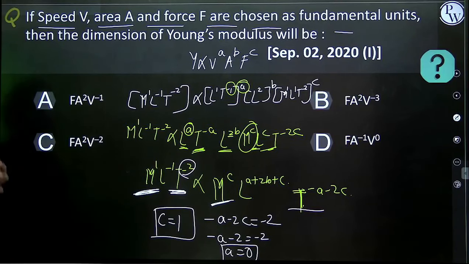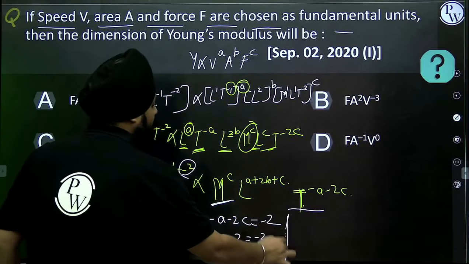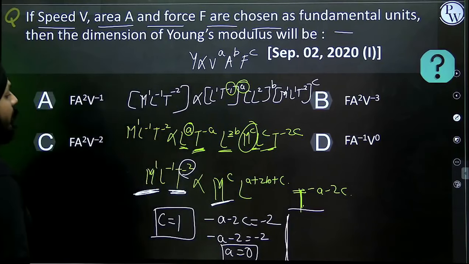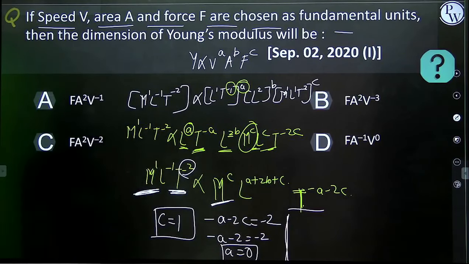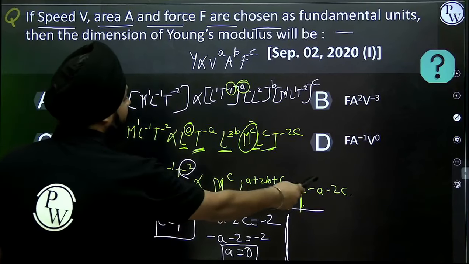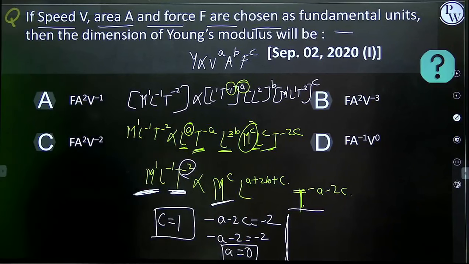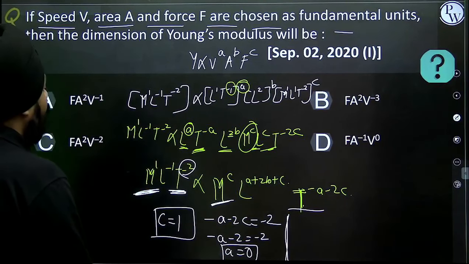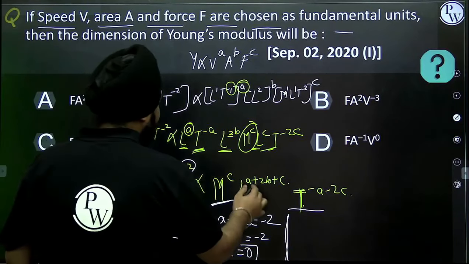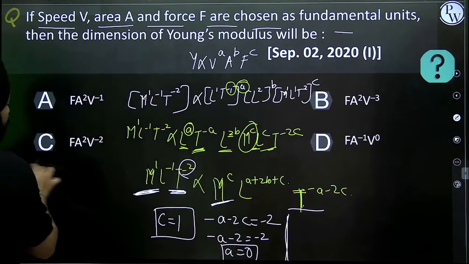A will be 0, C will be 1. Again, comparing the dimensions of T, minus 2 equals minus A minus C, so C is 1. Now, if we are going to compare the dimensions of L, then what are we going to have?